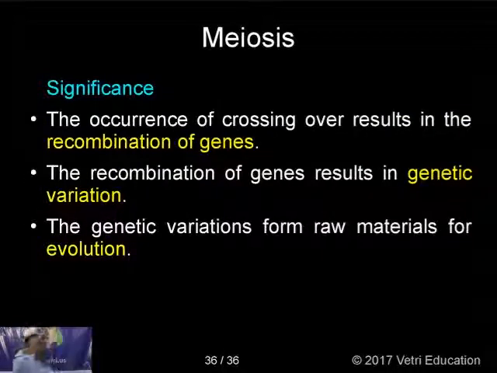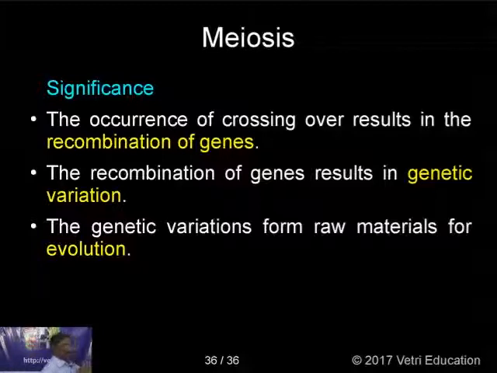Next, the occurrence of crossing over results in the recombination of genes, because the chromatin material is exchanged from one chromatid to another chromatid, so there is a recombination of genes. The recombination of genes results in genetic variation. Automatically you will get variation in genetics. The genetic variation is the raw material for evolution. So meiosis is very, very important. There you can find recombination of genes, genetic variation, and usefulness in evolution.